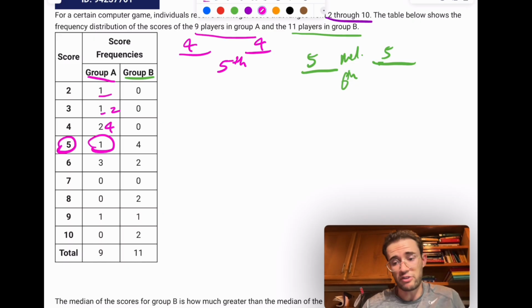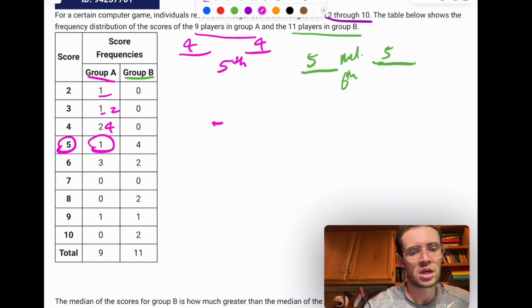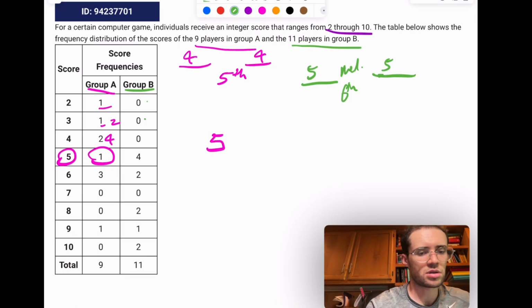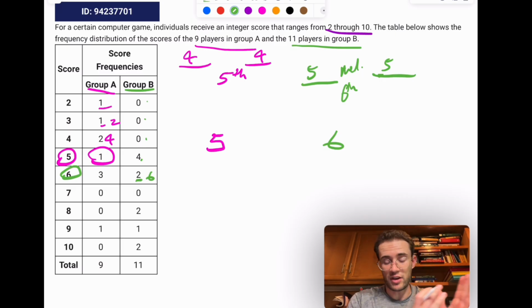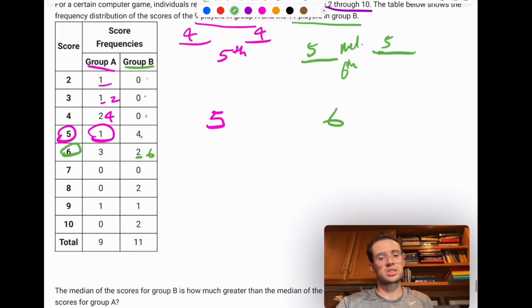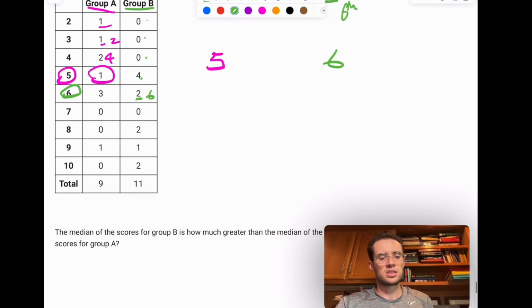That's not because it's the 5th, it just happens to be the case. And then for this one, it's the 6th term. So 0, 0, 0, 4. 4 plus 2 is 6. So the 6th term is 6. It's also just a coincidence. It doesn't have to do with the fact that it is the 6th term, it just happens to be 6. So 5 and 6, those are the two medians.